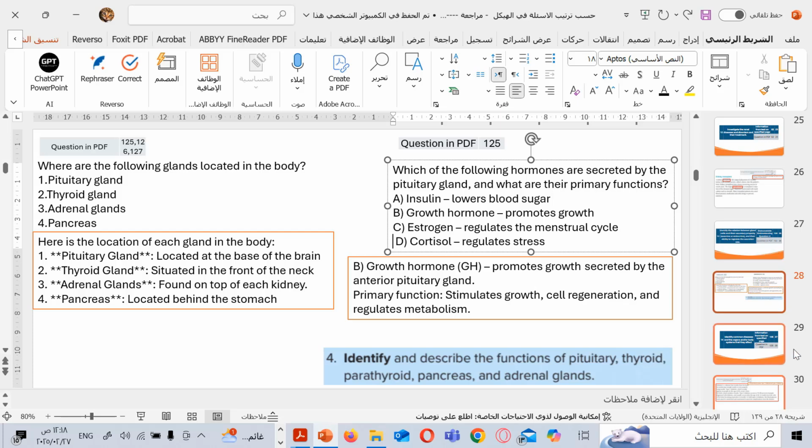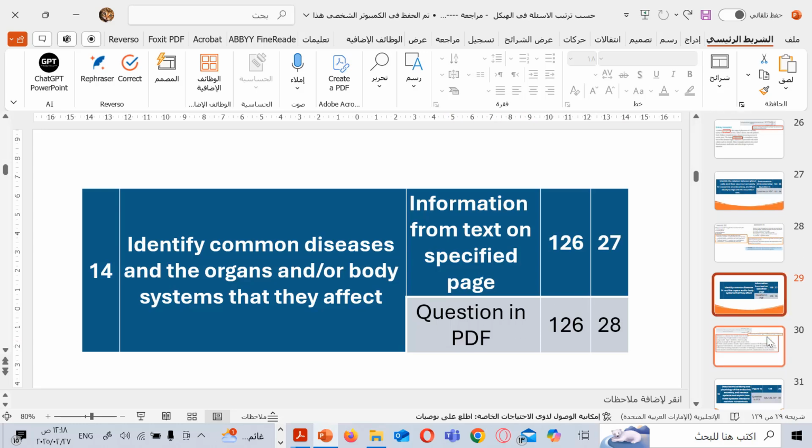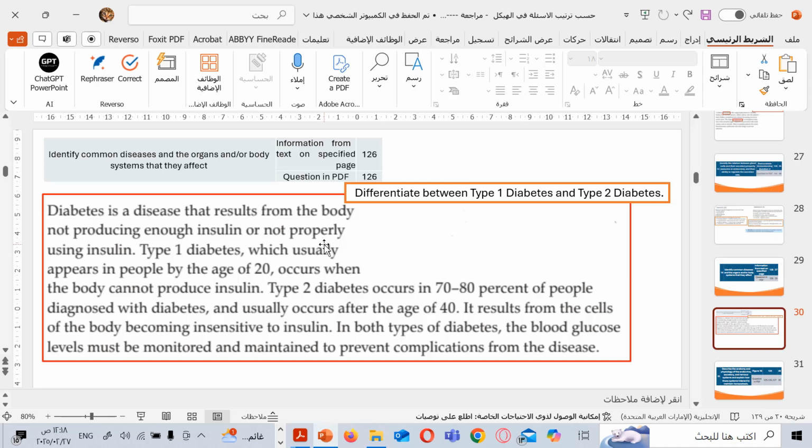Okay, let us see question number 14, information from text, and the question is in the PDF. He asked about the difference between type 1 and type 2 diabetes. As we said before in our class, there is a difference between type 1 and type 2. Let's see what the difference is.